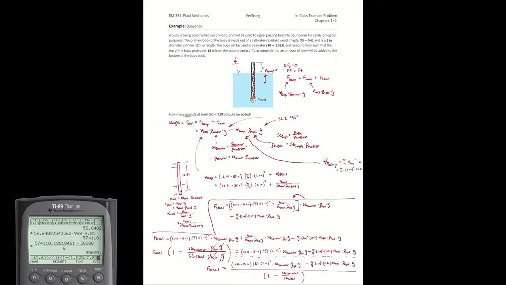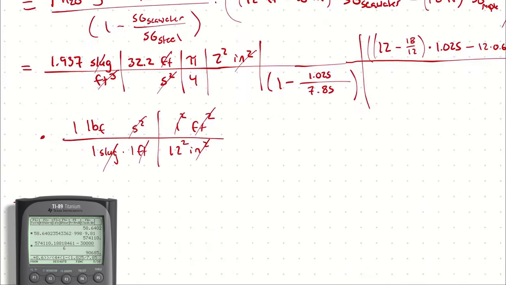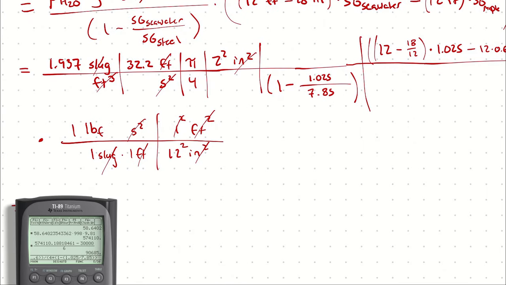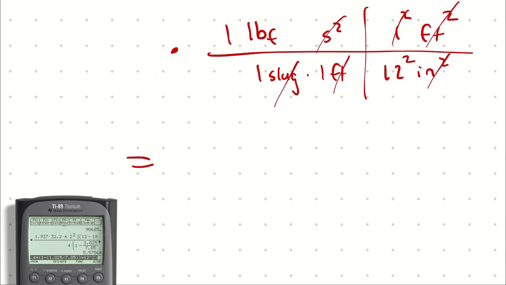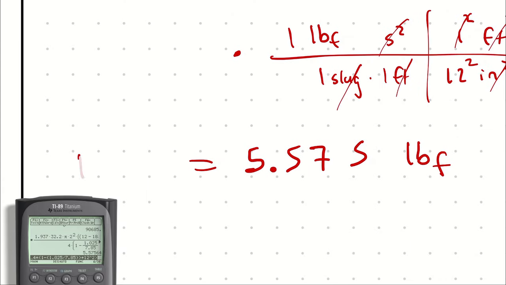Was it 7.85? Let me just double check. Good, 7.85. And then, closing parenthesis, times 12, on the quest for the caret. Got it. Squared. Now, how many closing parentheses do we need? Apparently that number is sufficient. But double check, that doesn't look like it's missing anything important. I think those parentheticals make sense. Okay, here we go. Answer is 5.575 pounds of force. That is the weight of the seal.